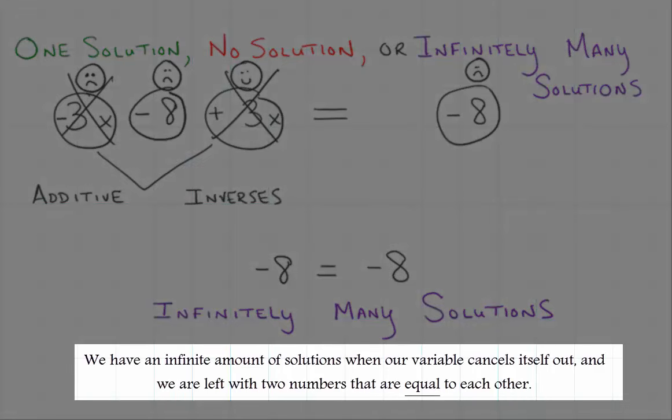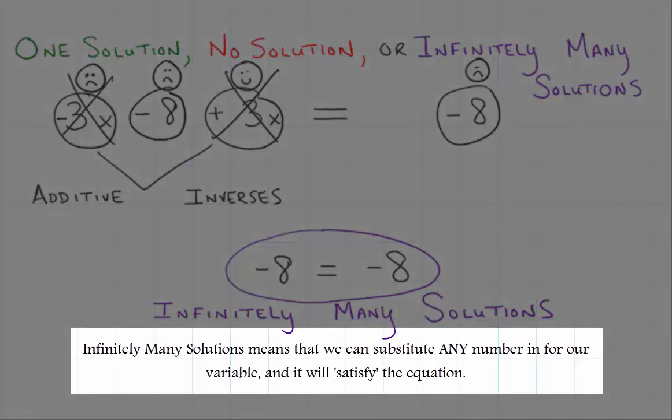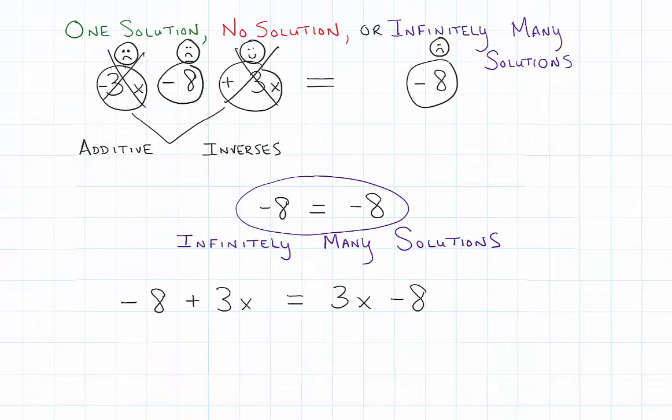When we have two numbers that are the same, and they're saying, hey, this number is equal to that number, and they're identical, that's an infinite amount of solutions. Let me show you how it works out to be an infinite amount of solutions. What an infinite amount of solutions means is that we can plug any number in for x. Let's take a look at our original equation. What this means is we can put any number we want in for our variable, and it will always come out to be equal on both sides.